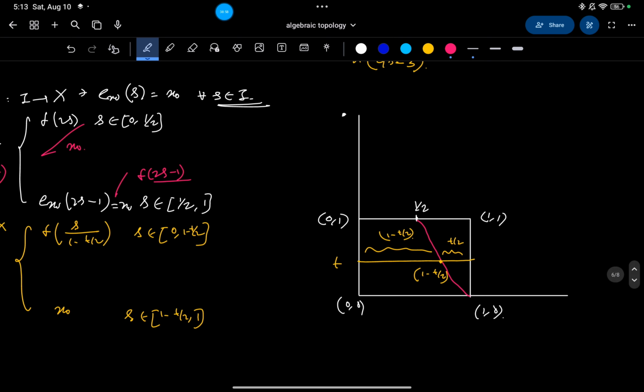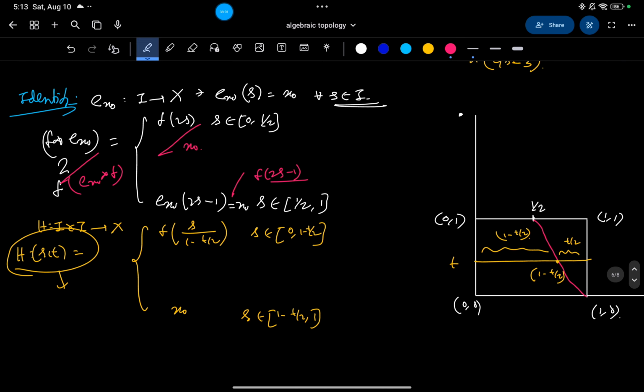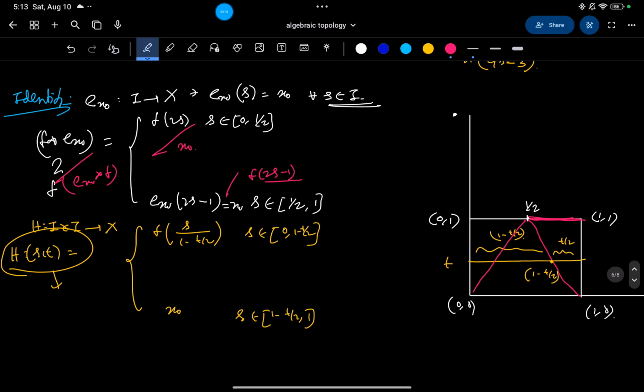That time f should work in between, in this region. So that means it should be like this. Okay, so this is how one can define the map. Again changing the order, we can define the homotopy between them and get that it is homotopic to f. Okay.